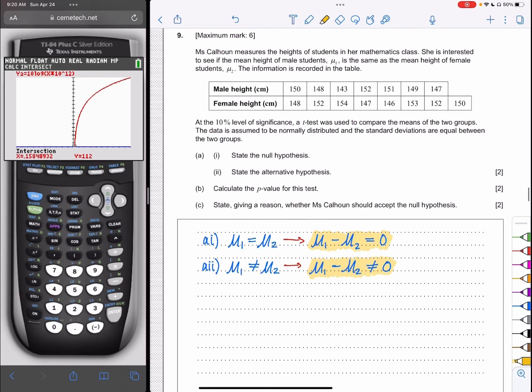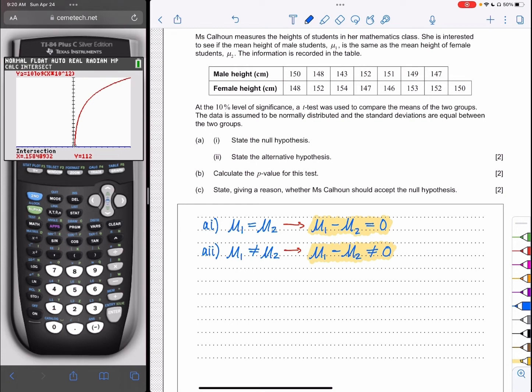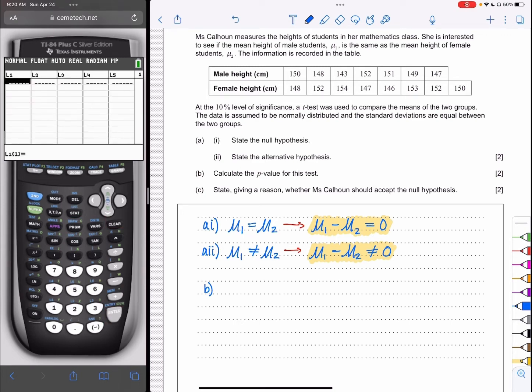All right. So now for part B, it says we want to calculate the p-value for the test. So what I'm going to do is go to Stat, Edit. I'm going to put the male heights in L1. And I'm going to put the female heights in L2. Remember, be careful and make sure you're double checking as you're typing in your numbers.